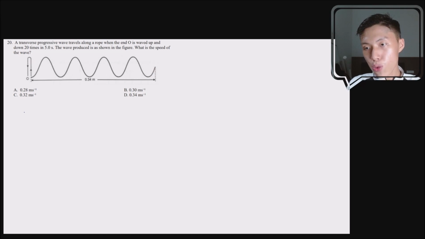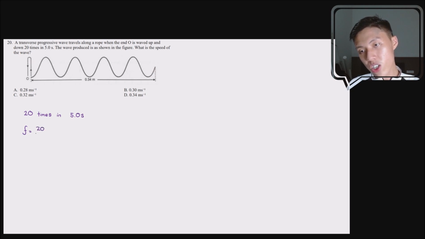We know that it's 20 times in 5 seconds. So that means the frequency, you can find it by taking the total number of oscillations divided by the amount of time needed to finish that number of oscillations. And from there, you should be able to find that the frequency is 4 Hertz. So you know that in order to determine the speed of the wave, you need to use v equals f lambda. You already have the frequency, which is 4.0. Now what you need to find is the lambda.